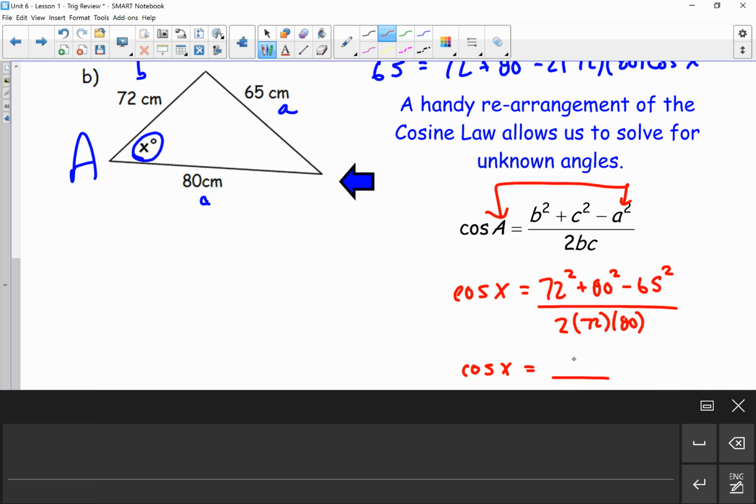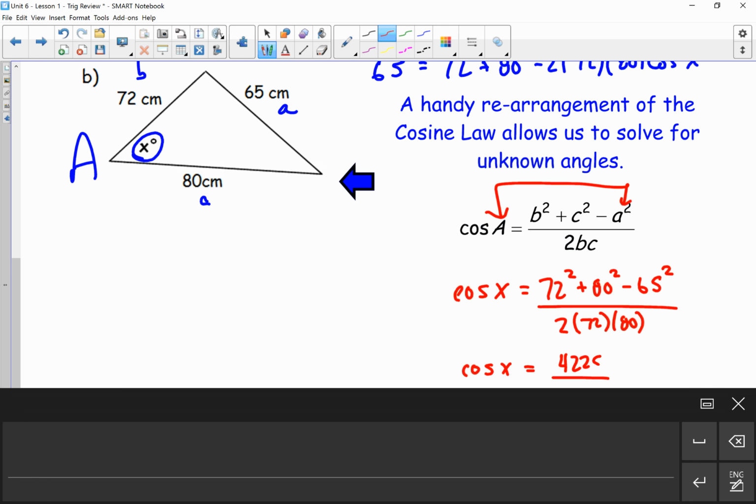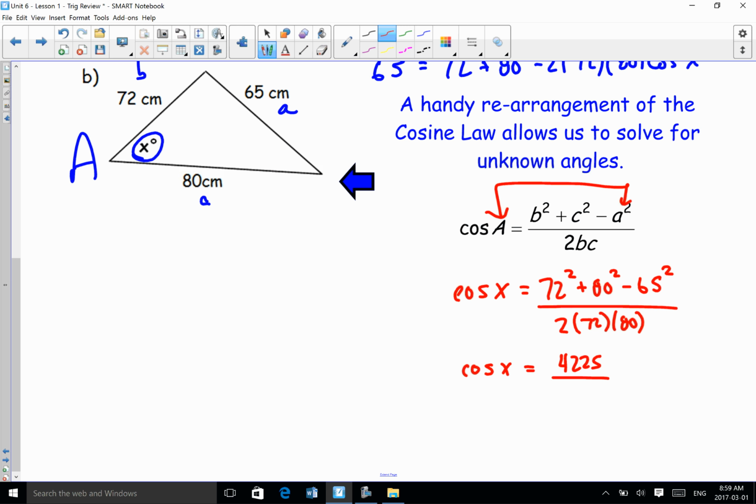So on the top, I got 4,225. On the bottom, I got, oops, that's not right, 72 times 80. I got 11,520. So if I want to get x, I'm going to take the inverse of whatever that comes out to. Now, I don't really care what it comes out to. I can use my brackets on my calculator and plug it all in, and I got 50.3 degrees.